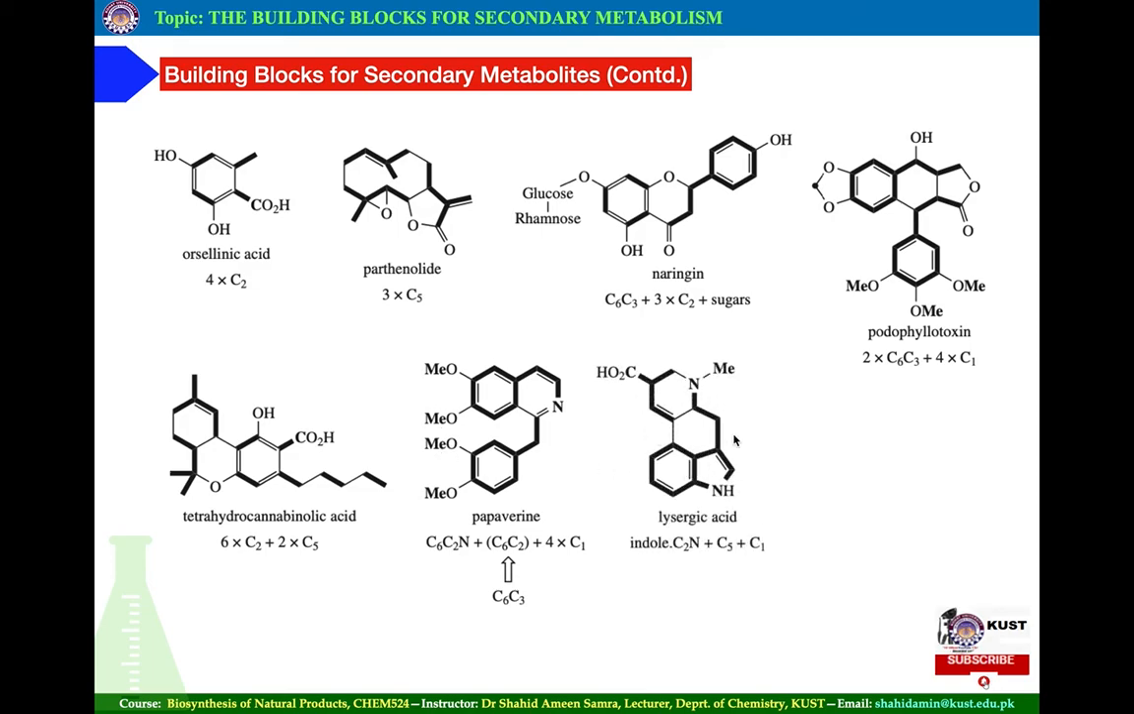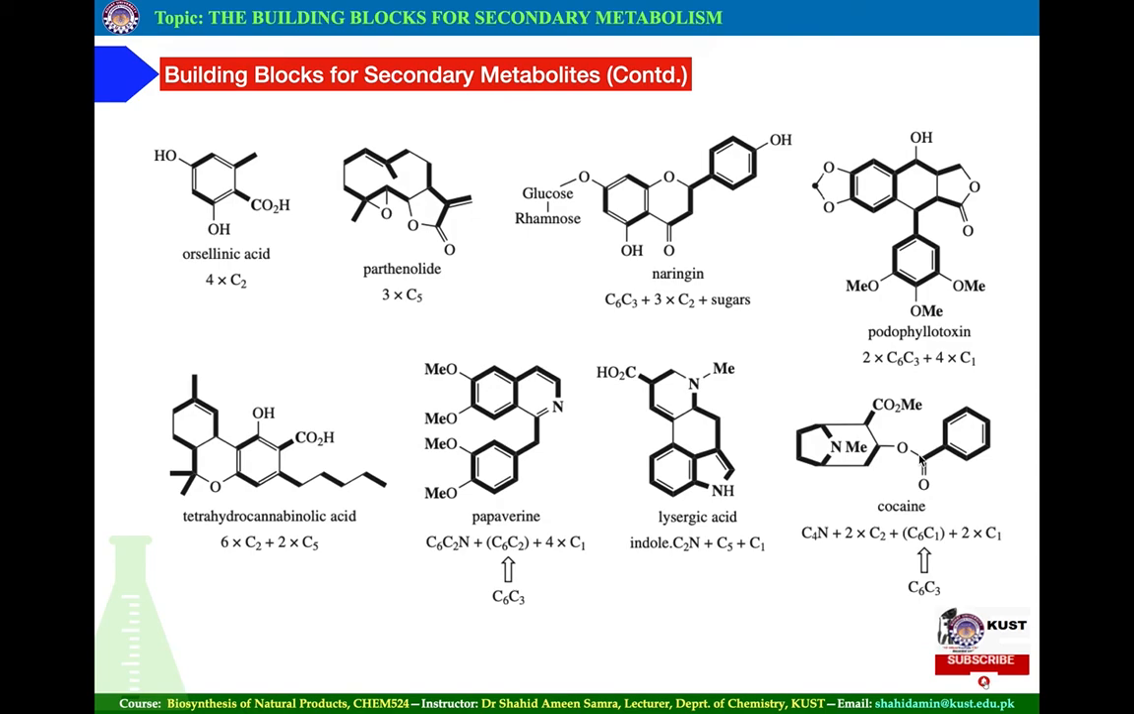In this molecule, lysergic acid, we have indole C2N. We can identify this is indole, and this is 1, 2, and this is nitrogen. So indole C2N is here. Then we have 1 C5 unit that is isoprene unit, along with one C1 unit in the form of this N-methyl group.